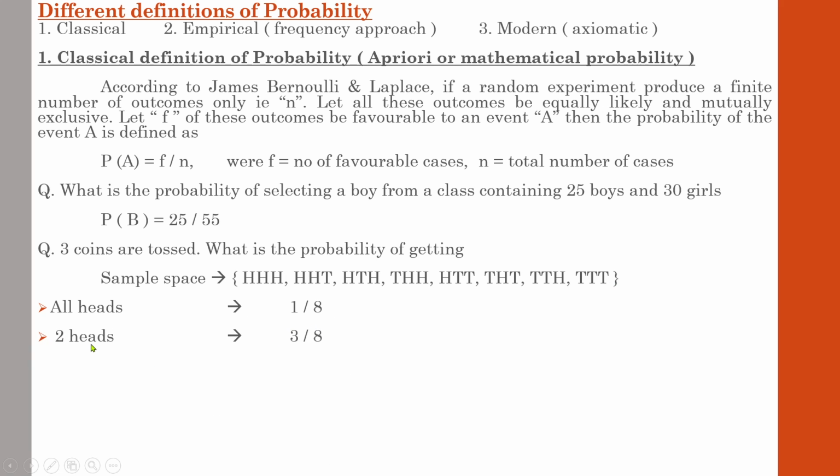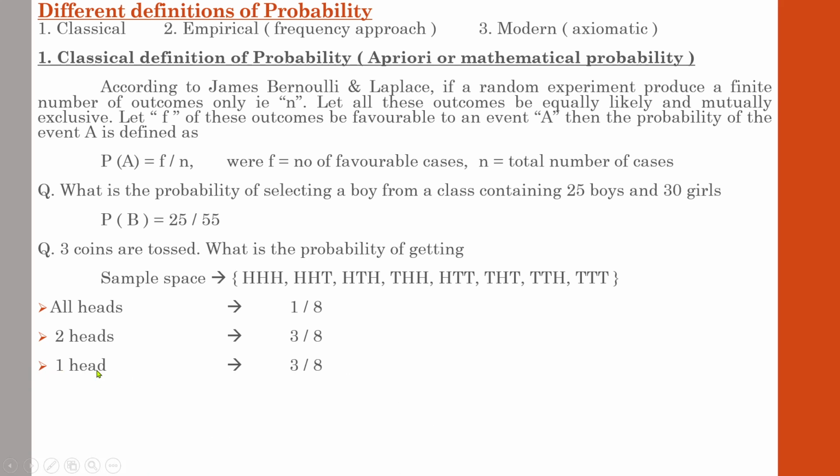Next one, two heads. How many cases are there? You get two heads, only two heads. See, two heads, two heads, two heads. From here on, everything is one head or nothing. So there are three events with regard to two heads. So it will be 3 by 8.